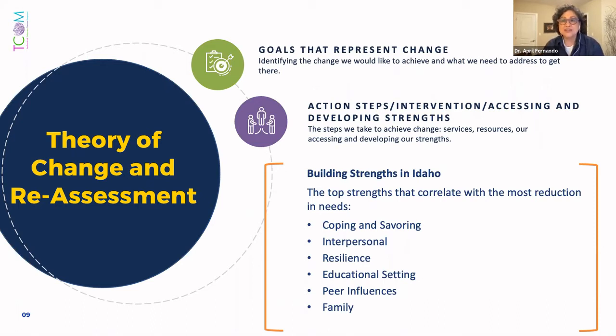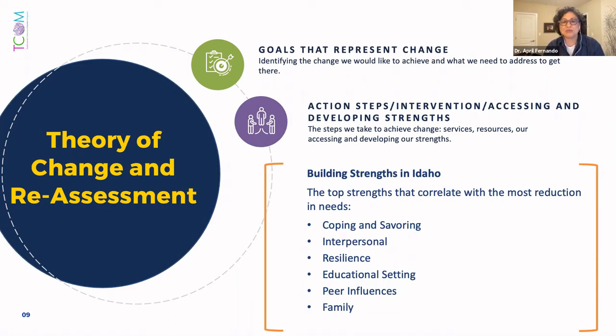Educational setting, having school be a place where you can find strength and support, having peers who influence you in a positive way that make your life better and that support your growth and development, and having your family as a place you go to for support. They're there for you, they understand you, and you rely on them. That's family as strengths. So these are the 6 strengths that we have found in Idaho on your CANS that show a correlation with the most reduction in needs.